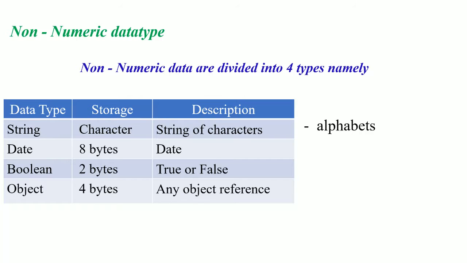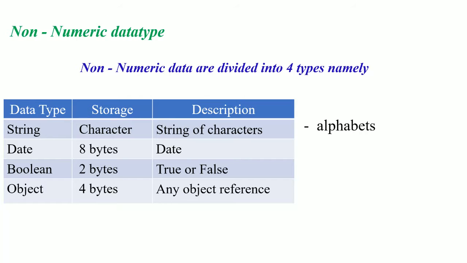Next one, date. If you want to refer to a date, you just use the data type as date. The storage location for the date is 8 bytes. You just keep it in mind. The format for storing the date data type is first the month, next you represent the date, and finally the year.